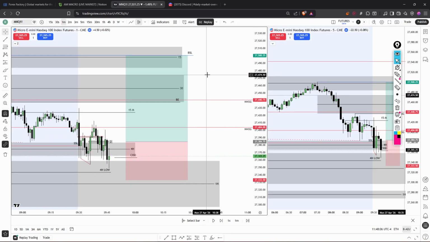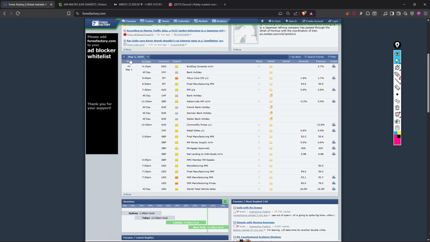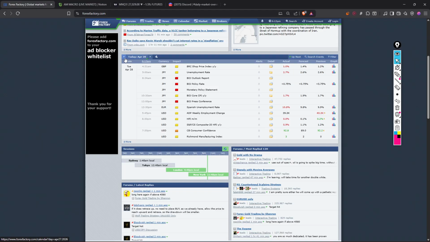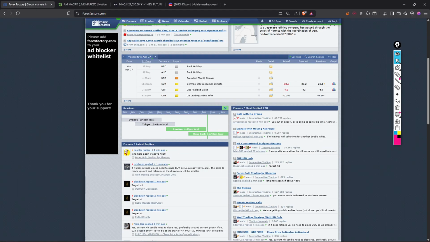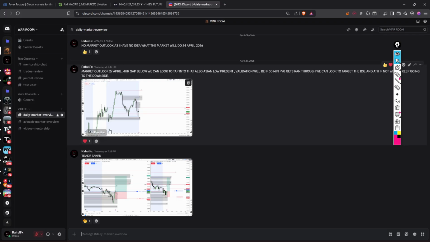It was a Monday, and as you can see, yesterday there was technically no red folder news. There was an AUD and NZD bank holiday, but that doesn't concern Nasdaq. So, overall market outlook for 27 April: there was a 4 hour gap below.